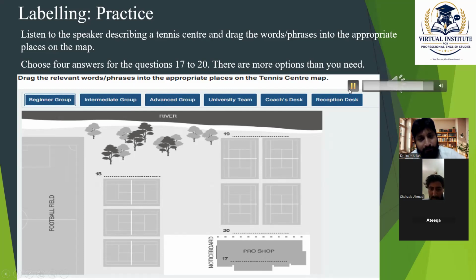Okay, now, who have I left out? Oh, yes, that's right. Intermediate players practice on the two courts closest to the pro shop. Anyway, if you're not sure where to go, two courts nearest to the pro shop.